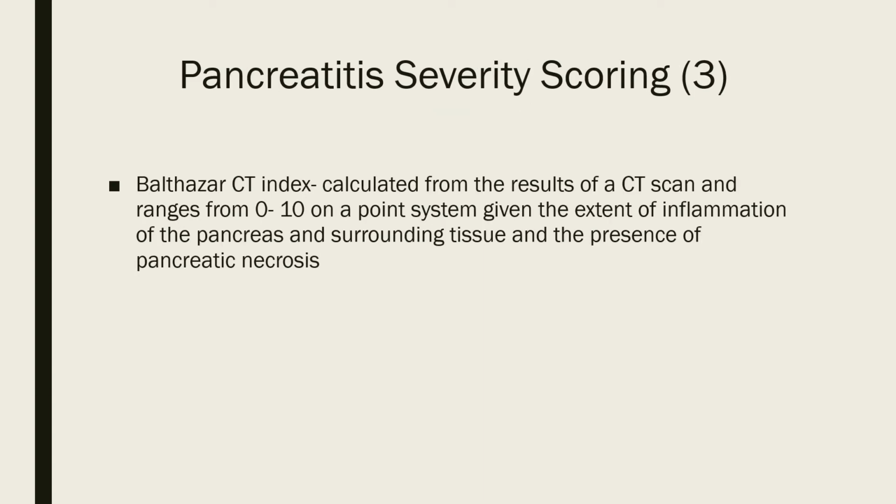With the Balthazar, we are going to calculate the results of a CT scan, and that will range from 0 to 10 on a point system given the extent of the inflammation of the pancreas and the surrounding tissue and the presence of pancreatic necrosis. So if we are using the Balthazar, then we are looking at the CT and we are only scoring on the results of the CT.